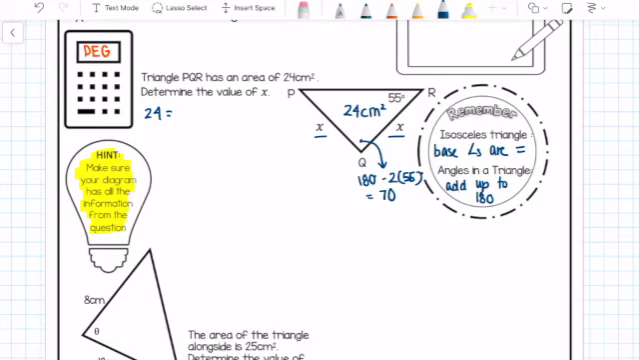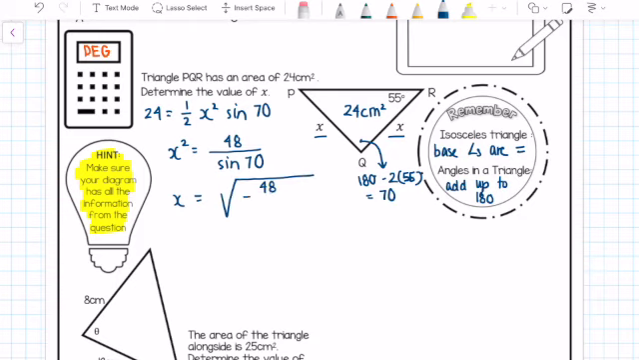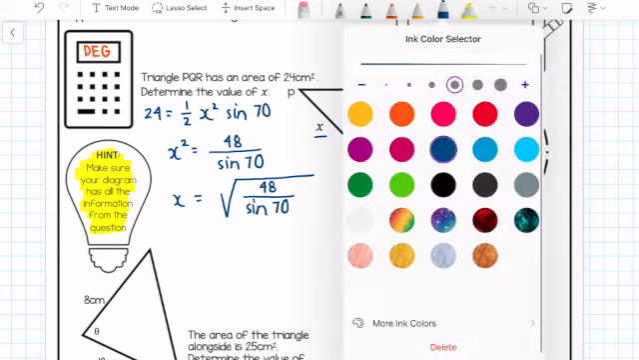So here we're going to have 24 is equal to a half x times x, which is x squared, sine 70. So we're going to get x squared is 48 over sine 70. Now remember, when we have x squared, so we're solving a quadratic, we generally would have to put a plus minus, except here we're talking about the length of a triangle. So we know length cannot be negative, which means we're going to keep it like that. And then again, it's your calculator and the answer.